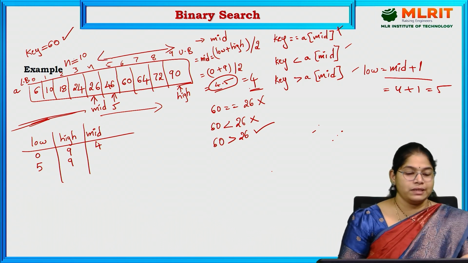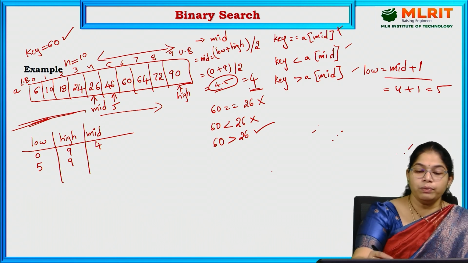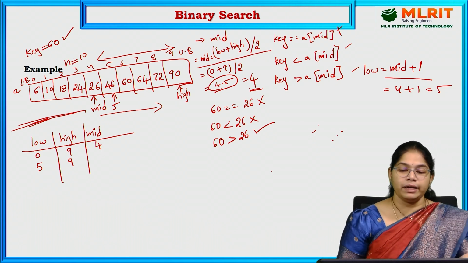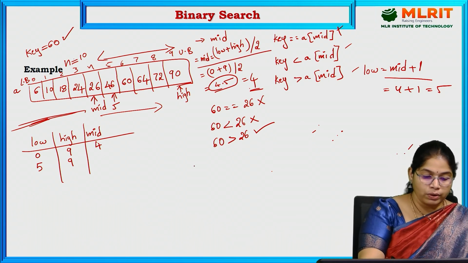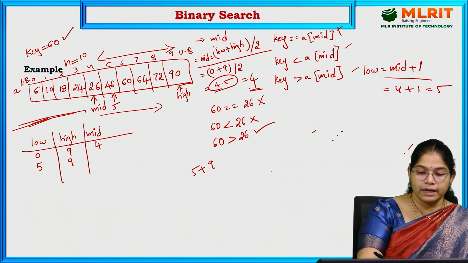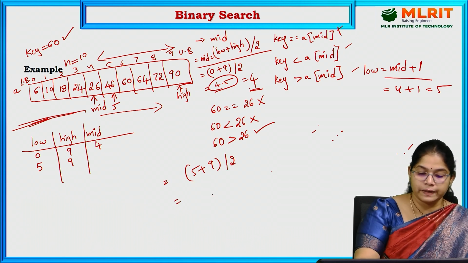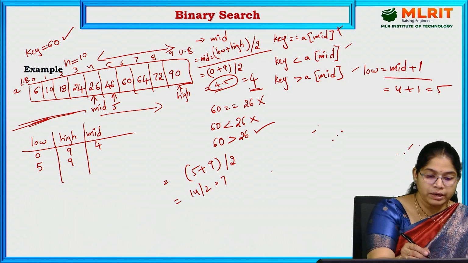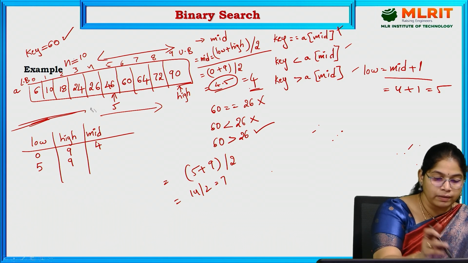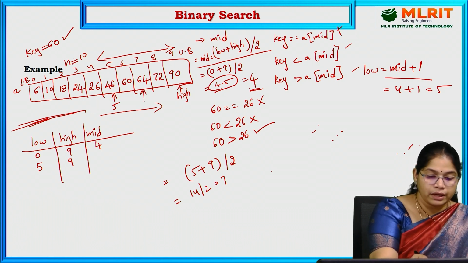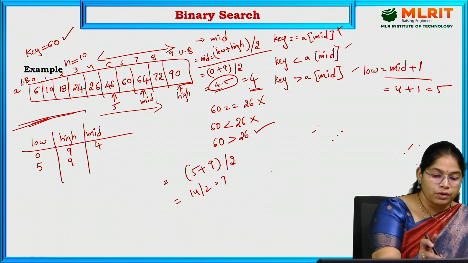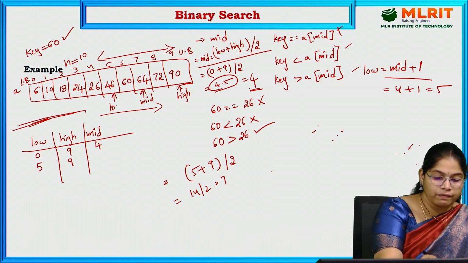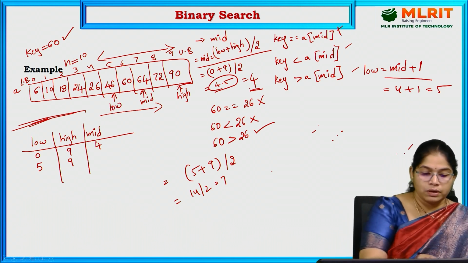Now to find out the mid value, we know that mid is equal to low plus high by 2. So now low is 5 plus 9 by 2. So it is 7. Now the mid value is 7. Here we have mid, and here we have low. So now mid is 7.